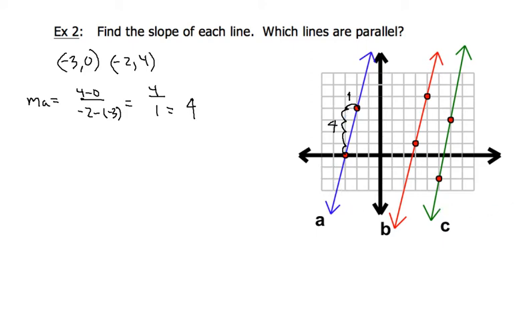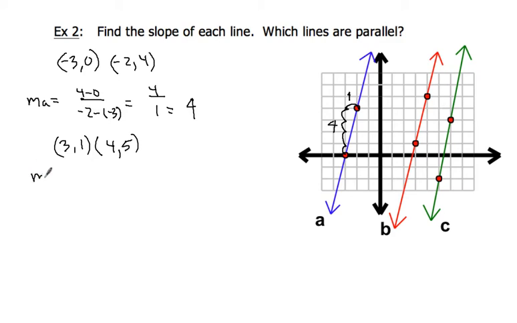Now let's take a look at example B. For example B, I'm going to have the coordinates 3, 1. And my other coordinate is going to be, let's see, I've got 1, 2, 3, 4, 5. I'm going to have the coordinate 4, 5.